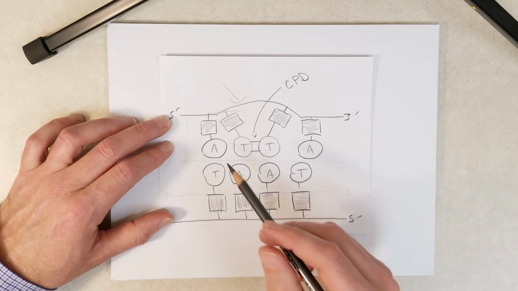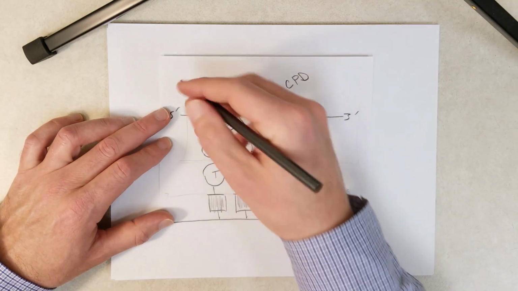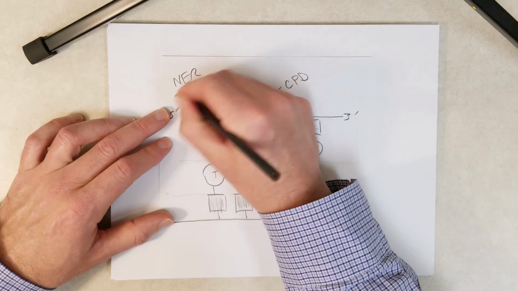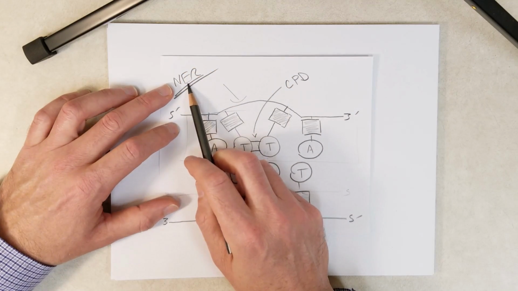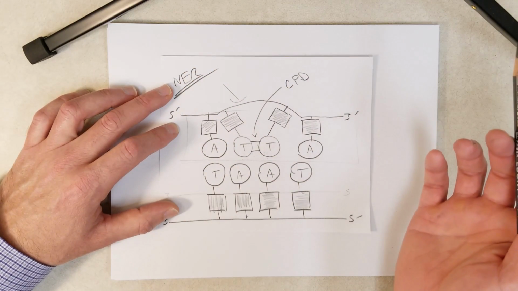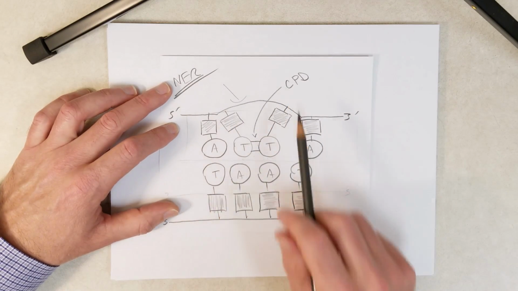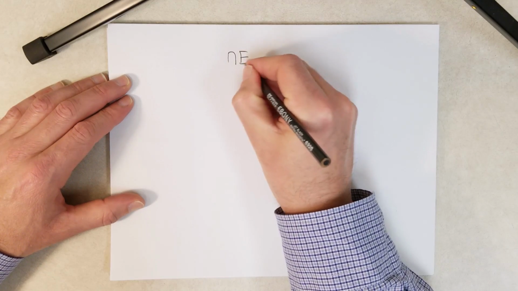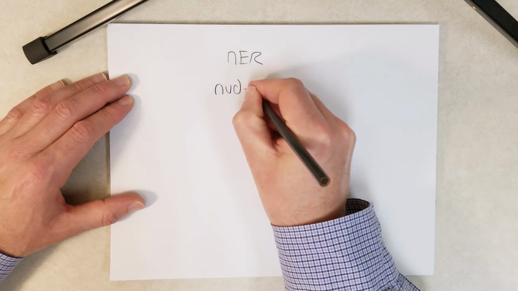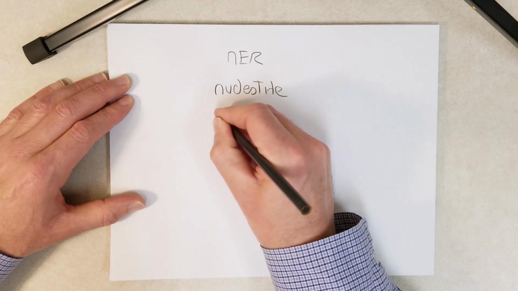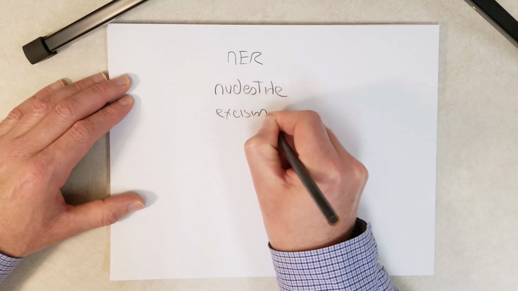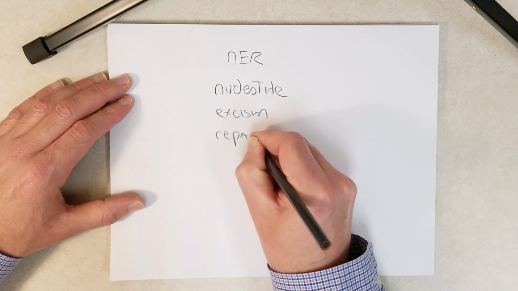So the cell has a process called nucleotide excision repair, whose job it is, among removing other types of DNA lesions, one of the most important jobs is to remove these CPDs. So again, what is NER? This is nucleotide excision repair. And make sure you check out the other video.